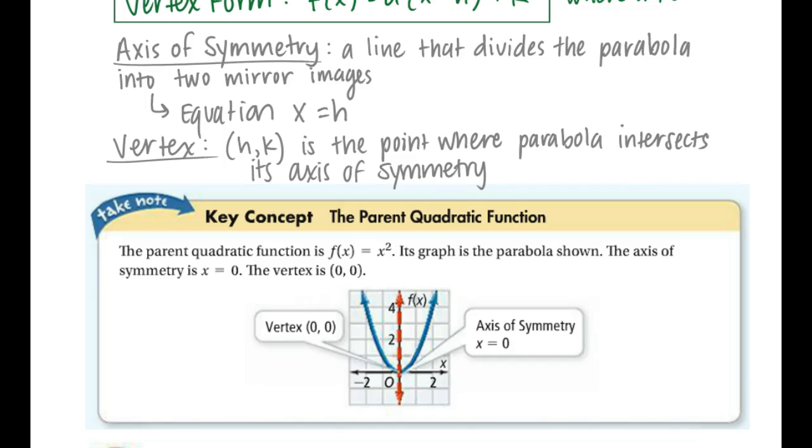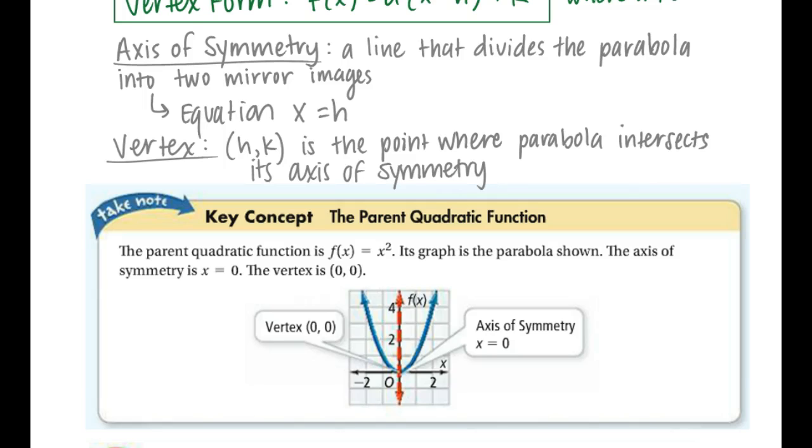So here is the parent function for a quadratic function. It is the equation f of x equals x squared. Just to remind you, f of x is function notation, and that just stands for y. So the input is whatever number you're plugging in for x. So the equation for the parent function is f of x equals x squared, and it is the parabola shown below in the picture. It goes through the origin, that's the vertex, and the axis of symmetry is x equals 0, also known as the y-axis.